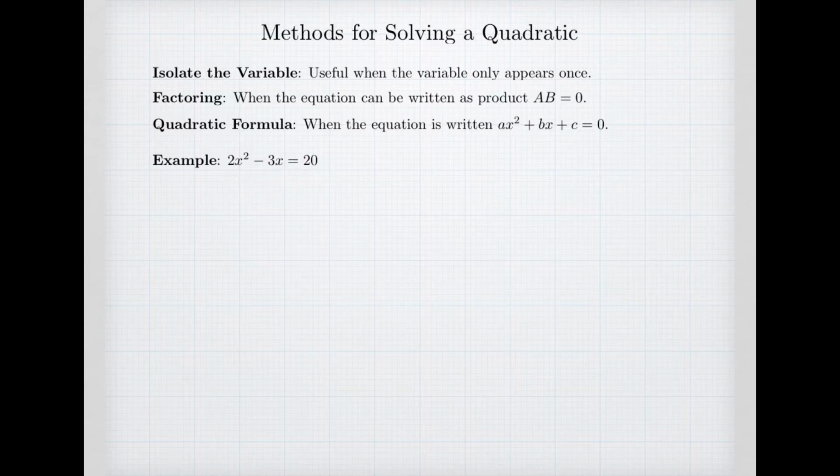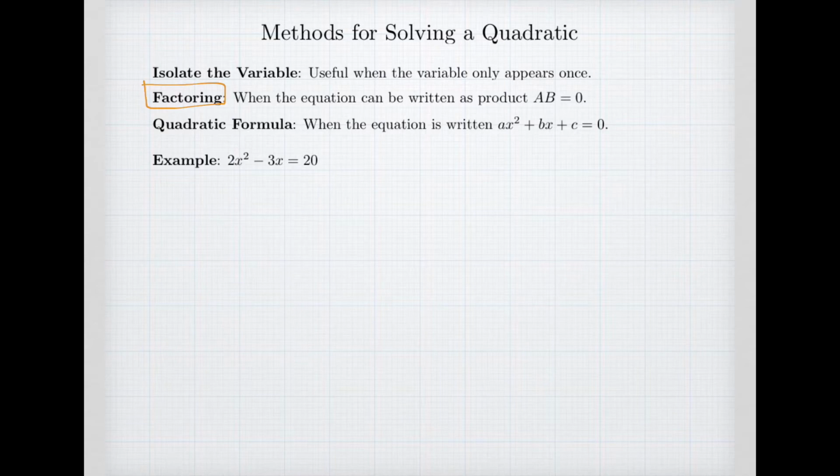So I have an equation 2x squared minus 3x equals 20, and I want to try to use one or both of these methods. I will actually do both. And so the first one, we are going to start by trying the strategy of factoring.